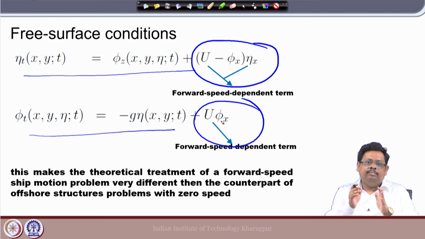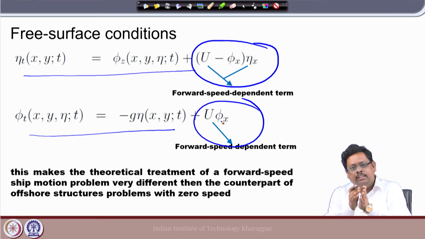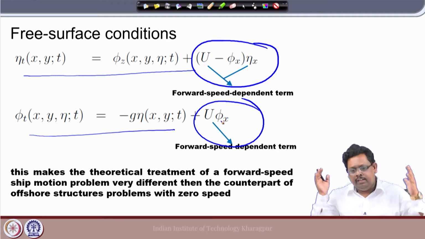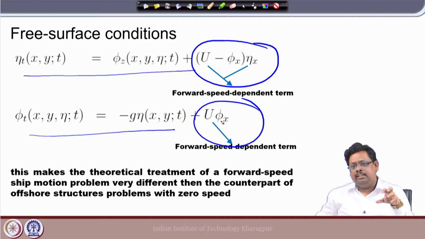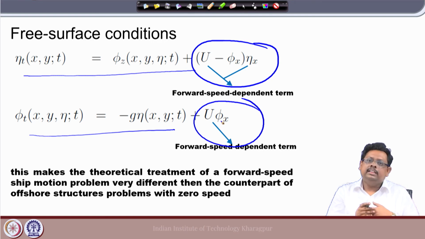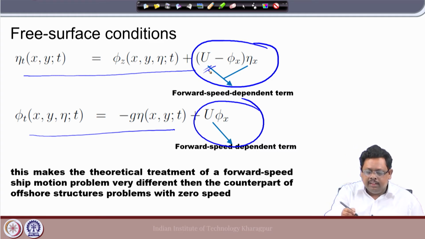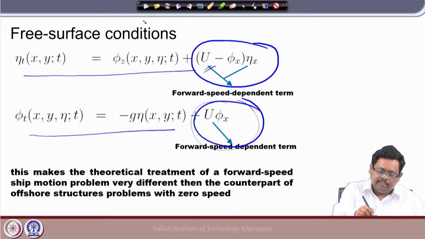Now you see that this makes the theoretical development of forward speed ship motion very different from the development for the zero speed case, like the Wehausen type theorem, I mean, whatever we discussed in our initial classes, right? So here the forward speed problem is very much different from the zero speed case, because we need to consider the kinematic free surface condition, which includes some effect of the forward speed. We need to consider the dynamic free surface condition, which includes some effect of the forward speed, and so on, right?